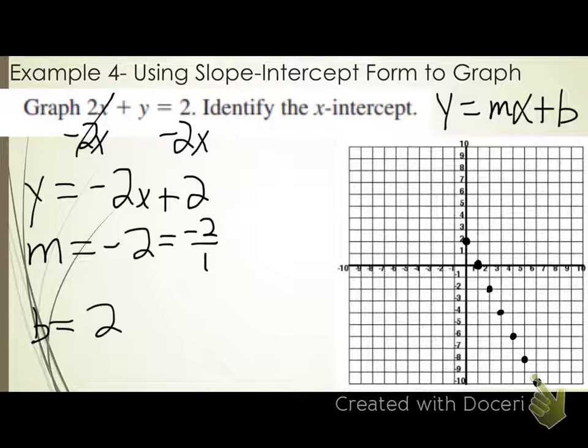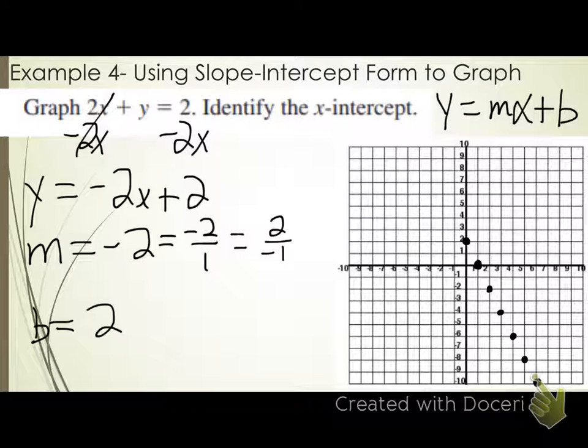So what's the opposite of negative 2? Positive 2. What's the opposite of positive 1? Negative 1. So I have 2 over negative 1. Is that still negative 2? Well, yes. So I haven't really changed my slope, have I? No. It looks a little different, but it's still the same thing, right?